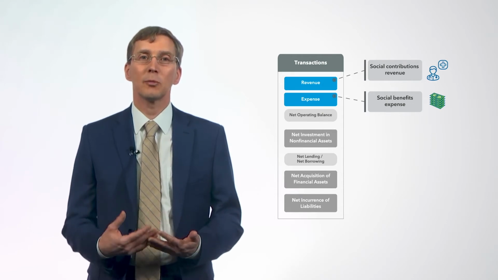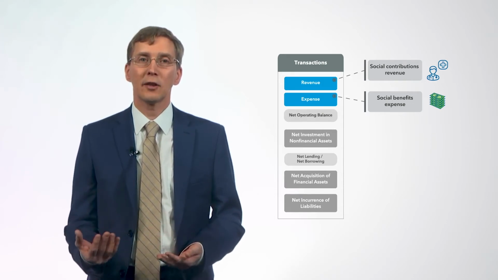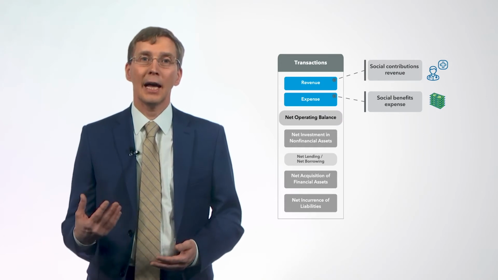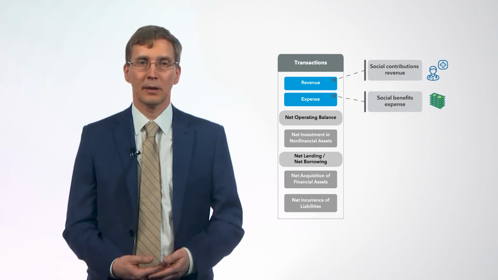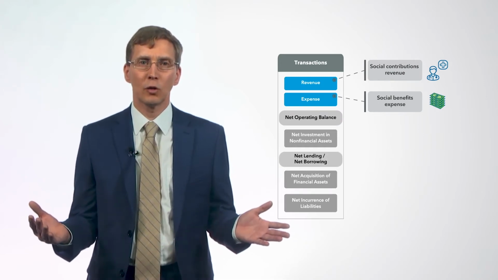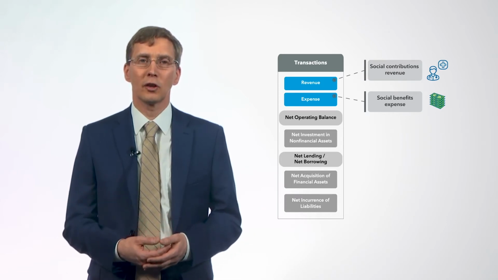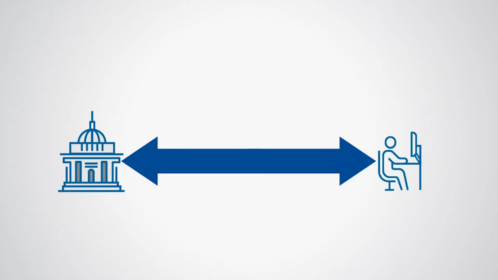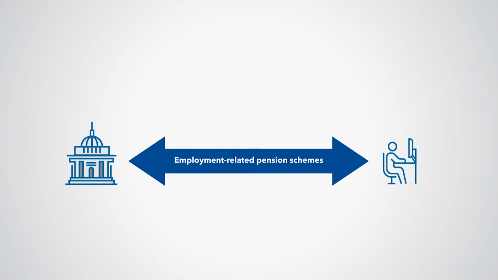The revenue and expense transactions will affect the net operating balance and the net lending, net borrowing. This is all essentially straightforward and along the lines of what we've discussed so far. But when we talk about pensions that the government provides to its employees, the GFS framework takes a different view. You will see why the money received by pension schemes should not be recorded as revenue, but rather as the counterpart to an incurrence of a liability.